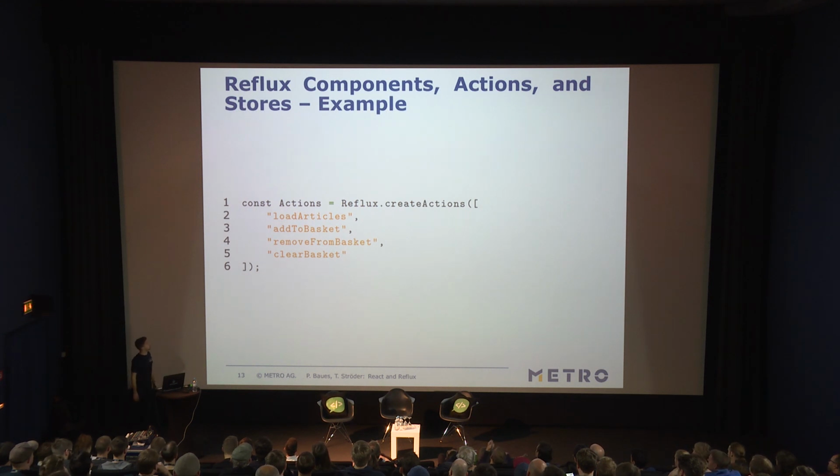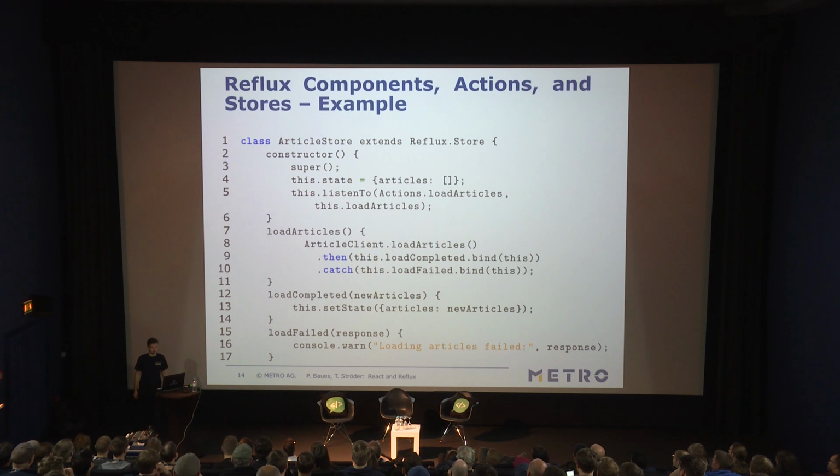Okay, so an example of how it can look in Reflux, we're just creating a list of actions. Like I said before, for this example, I'm just having one action for loading articles, one action for adding an article to a basket, another one for removing one specific article again from the basket. And I want to be able to clear the basket, so set it back to its initial state, basically.